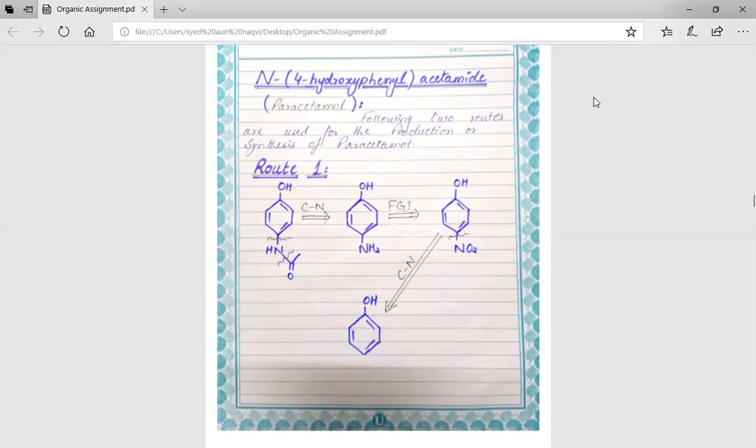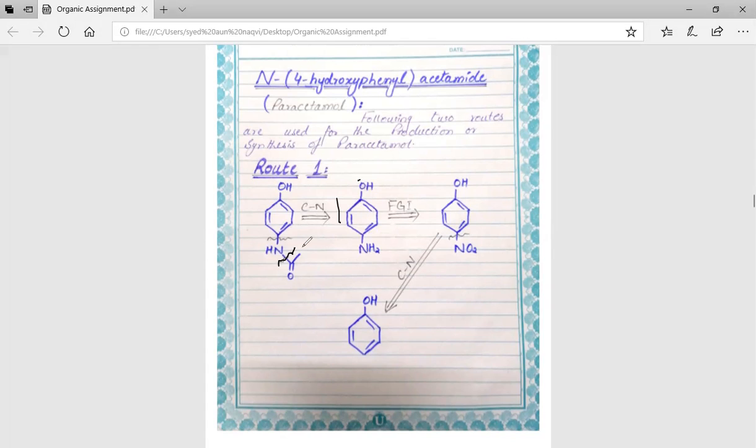So the target molecule. This is the chemical structure of acetaminophen or paracetamol. Here, the hydroxyl group is attached to benzene at position 4, and the acetamide group is attached at the para position. So when we perform the retrosynthetic analysis, the carbon-nitrogen bond at this position will be broken, and we obtain this reagent. This is a reagent because this is not a positive and negative ion.